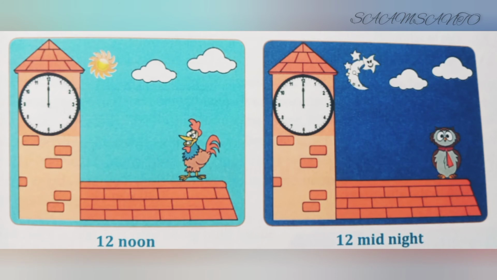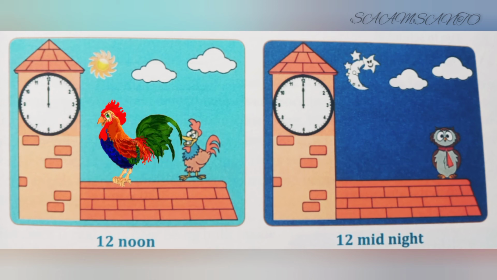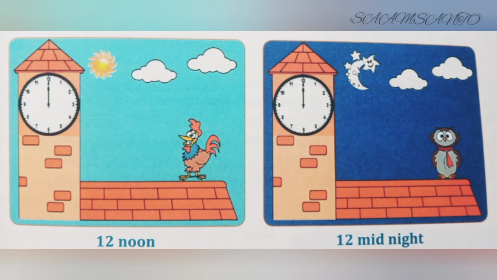AM and PM. We have 24 hours in a day. The first 12 hours of the day is denoted as AM, ante-meridian. The next 12 hours as PM, post-meridian. For example, 7 o'clock in the morning is written as 7 AM. 7 o'clock in the evening is written as 7 PM. From morning till afternoon is AM and the other 12 hours is PM.